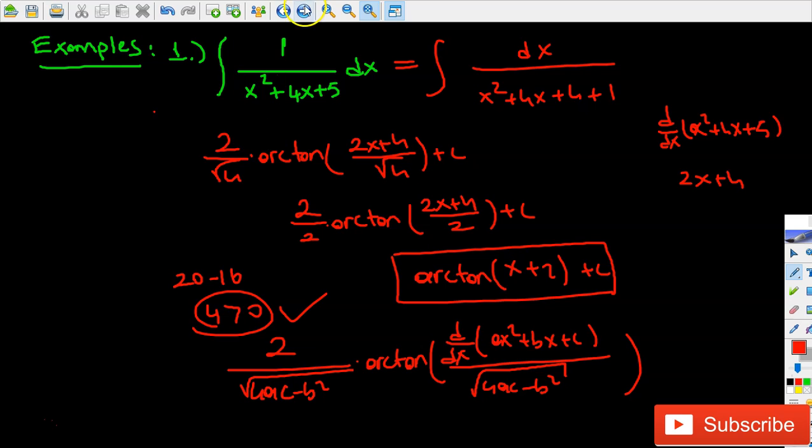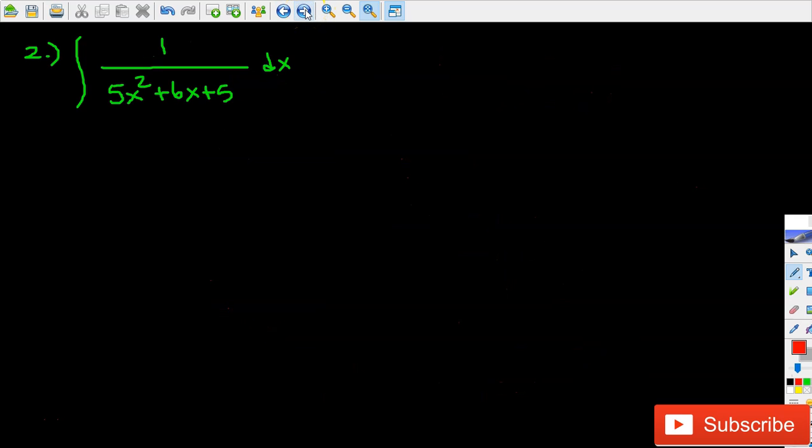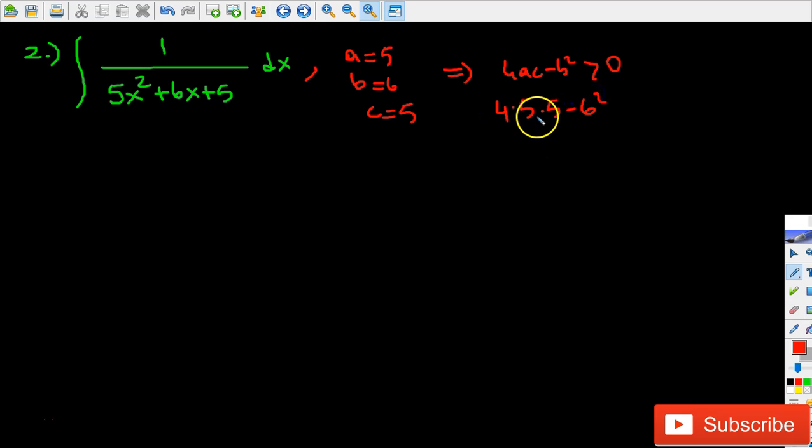Okay, so we have another problem that we need to solve. Let's move on to this problem. In this problem, what we have in the denominator is again a quadratic function, which is 5x squared plus 6x plus 5. Let's determine the values: a is 5, b is 6, and c is 5. Then let's check whether 4ac minus b squared is greater than 0. So 4 times 5 times 5 minus 6 squared. 4 times 5 is 20, 20 times 5 is 100, minus 36. 100 minus 36 is 64, which is greater than 0. So it checks, and we can go ahead and apply the formula.